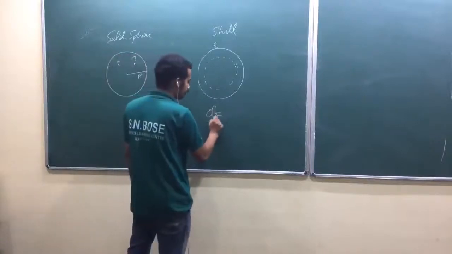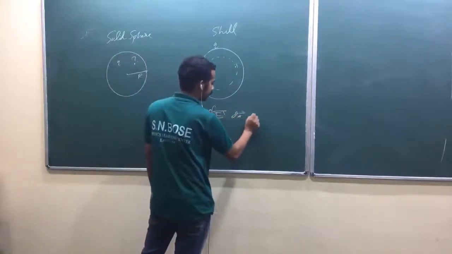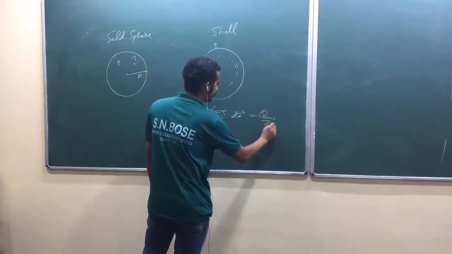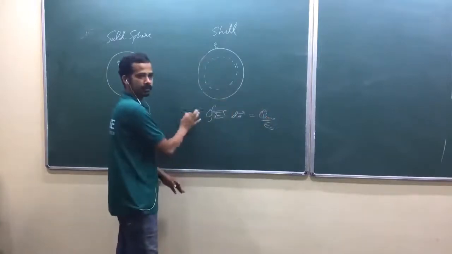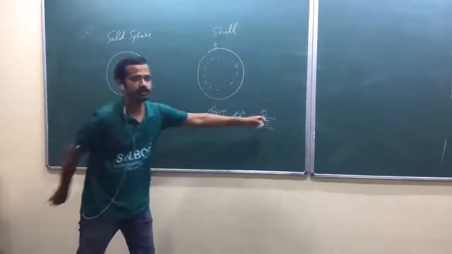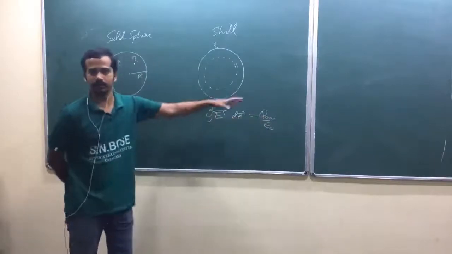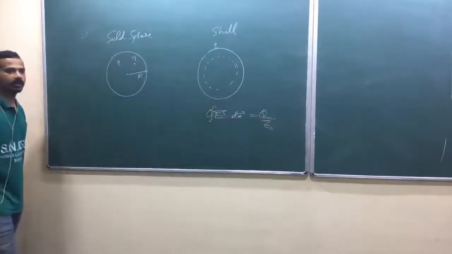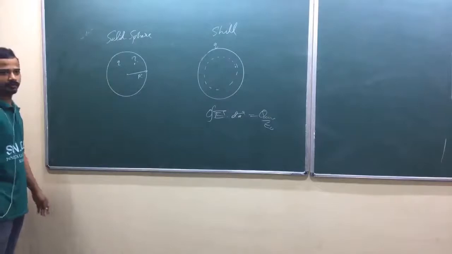When you apply this one, E bar dot dA bar is equal to Q enclosed by epsilon naught. Because of symmetry, it will come out again. So this part is 0. There is no charge enclosed. That's why the magnitude is equal to 0. The electric field inside is 0.